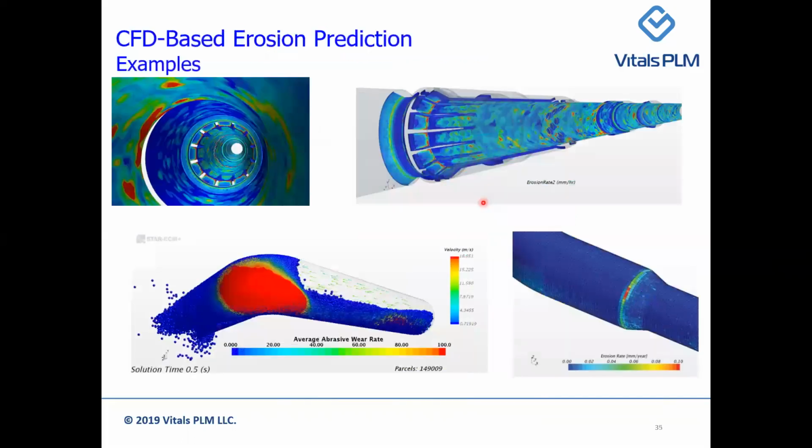And there are also other examples of erosion prediction using CFD in different geometries, such as casing, elbows, and other applications and geometries, such as contractions and expansions.